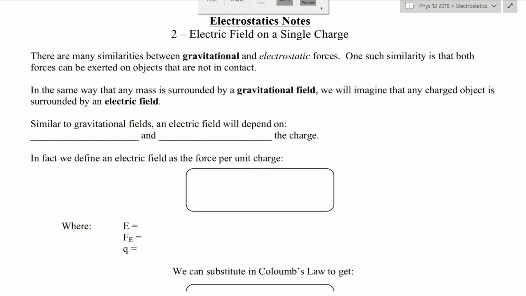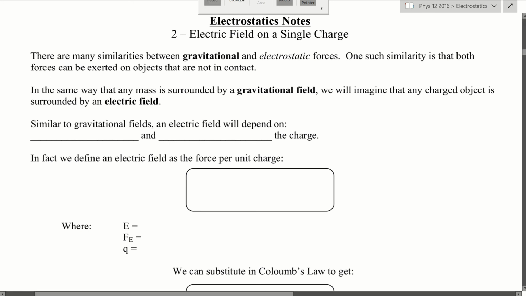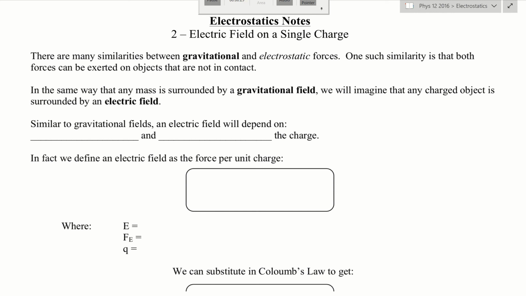Hello everyone, today we're going to talk about electric field. Just like gravity, electrostatic force and gravitational force have many things in common, as you can see from last day's equation. Another similarity is that both forces can affect objects without touching them. So we assume that any object with mass is surrounded by a gravitational field that attracts other objects. By the same logic, we imagine that any charged object, for example a proton or electron, is surrounded by an electric field.